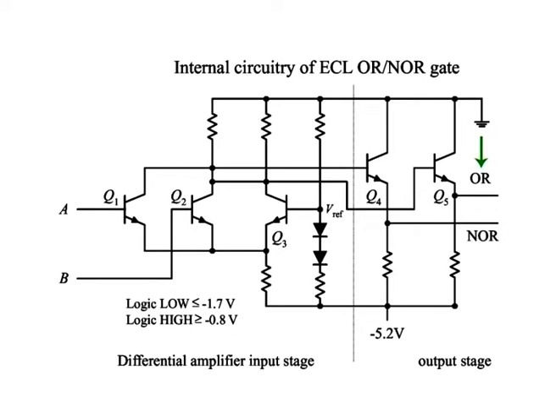The OR output goes low when Q5 conducts. If either input A or B is raised to minus 0.8 volt, that is high, the base of Q1 or Q2 will be at a higher potential than the base of Q3, and Q3 will cease conducting, forcing the OR output high. The overall effect of the ECL design prevents transistors from saturating, thereby eliminating charge buildup on the base of the transistor that limits switching speeds.